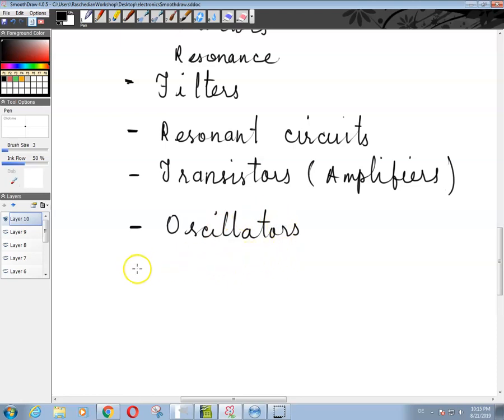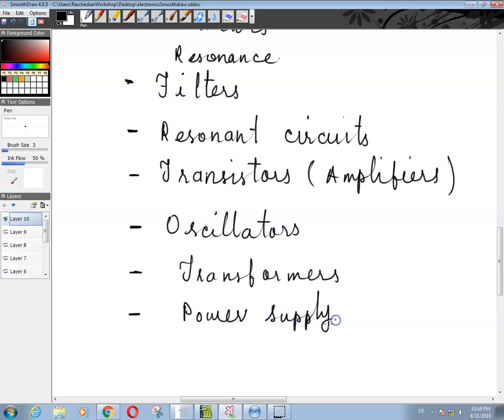And then we learn a couple of things about transformers, and then we will learn a couple of things about power supplies, and then that's basically all that we will cover in this book.